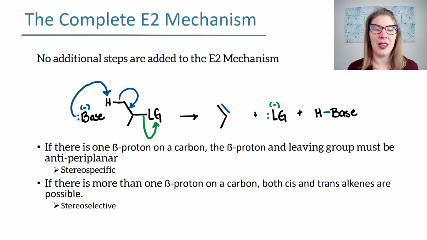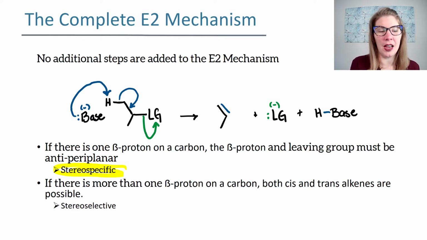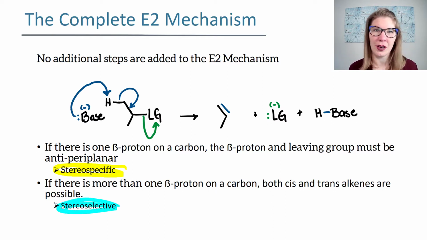One of the things that happens is the reaction can be stereospecific when you end up having only one proton on the beta carbon. Or if you have more than one proton, then you're going to end up with a stereoselective reaction. So I want to first talk about that stereospecific example.